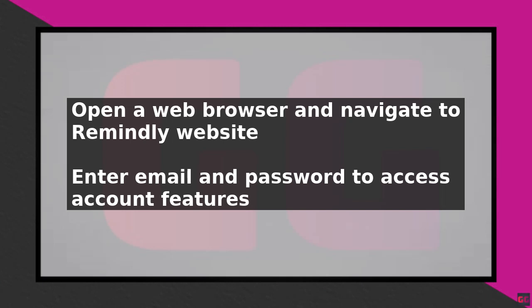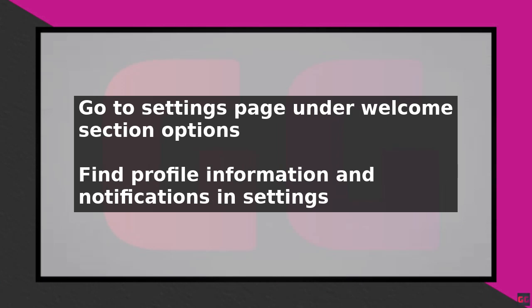Next, go to the Settings page, which can be found under the Welcome section, along with options such as Redeem Offer, Help, and Sign Up. In the settings, you will find various options, including profile information, notifications, recipients, payment methods, and privacy choices.